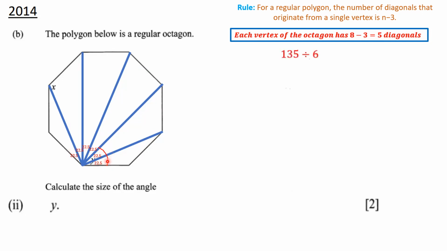So we have 135 divided by 6, which is equal to 22.5. That means each one of these little spaces is equal to 22.5. Now, y accounts for 2 of these little spaces. So y is equal to 2 times 22.5, which is equal to 45. So y is equal to 45.